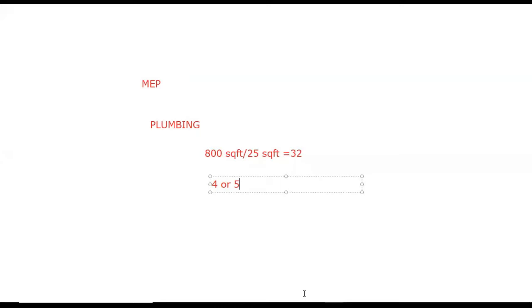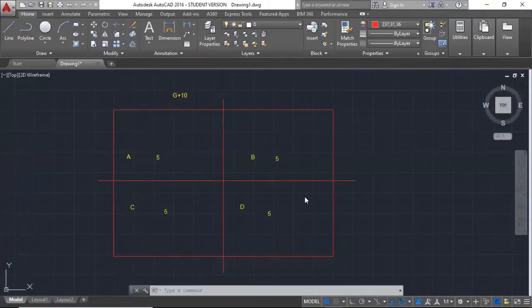So a plumbing design engineer, what does he need to do? First of all, he needs to consider the number of people for a particular building. Here, in a single floor, we have 4 flats. I have given some information: how many people will be there in each flat? In each flat, 5 people. So in this particular floor, we have 20 people.